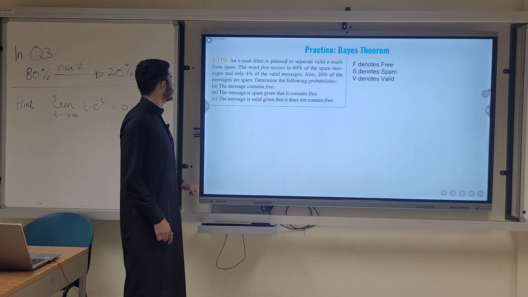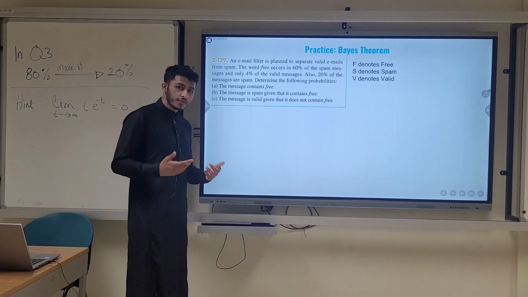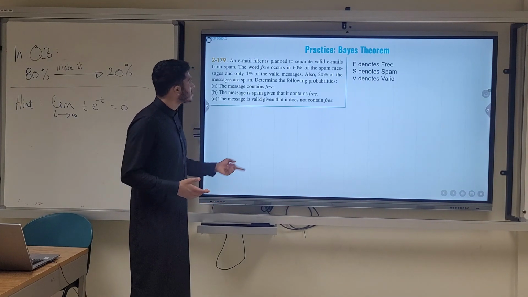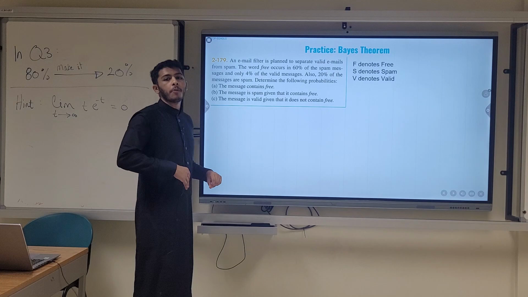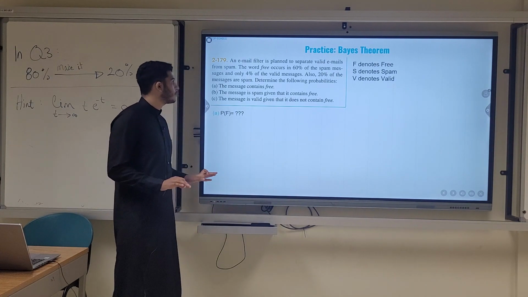Now let's solve question 1. Question 1 says the message contains the word free. So we want the probability of free occurring. So we want the probability of F. The probability of F is the thing that we want to find in this question.